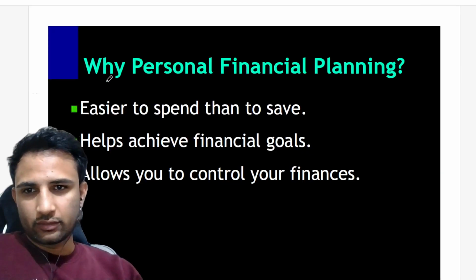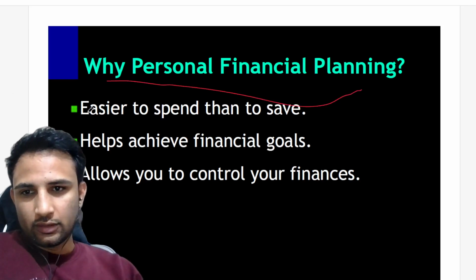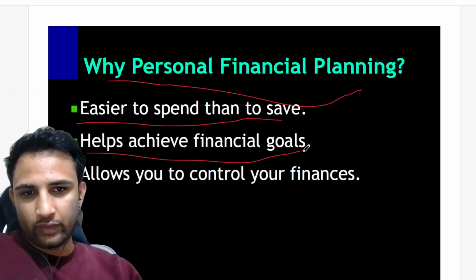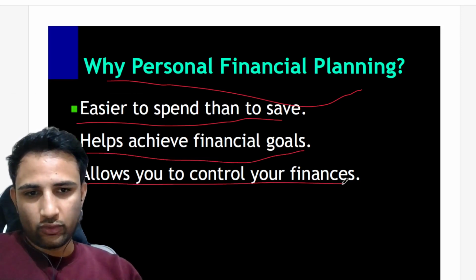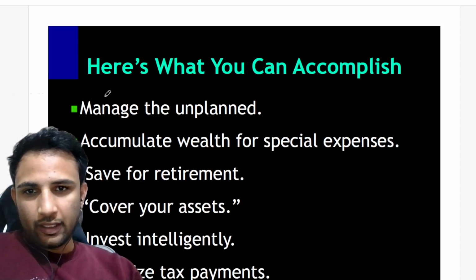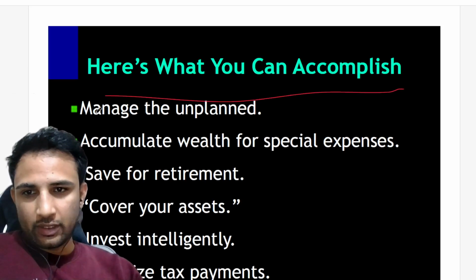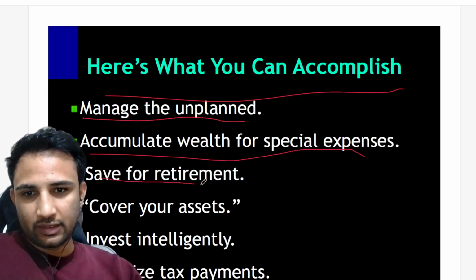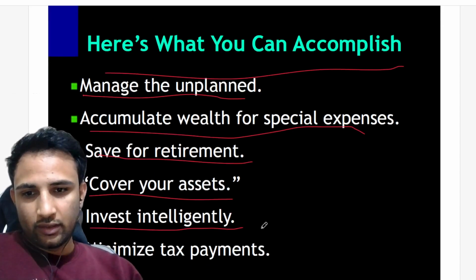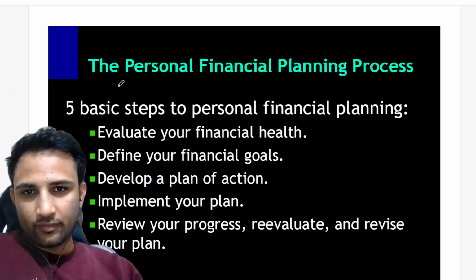Next topic is why personal financial planning. It is easier to spend than to save. Planning helps achieve financial goals and allows you to control your finances. Here is what you can accomplish using this: manage the unplanned, accumulate wealth for special expenses, save for retirement, cover your assets, invest intelligently, and minimize tax payments.